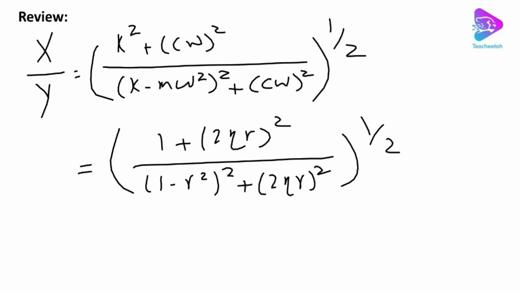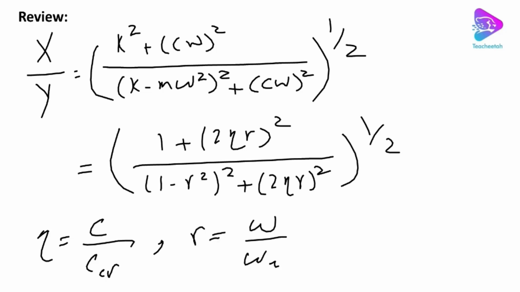So in some problems you know the values of k, c and omega. In other problems you deal with zeta and r, and remember zeta is c over c critical, as you remember from before, and r is the frequency ratio, omega over the natural frequency of the system, right? I'm sure that you remember that from before. So that's why we need to know both formulas, and as I said, in many examples you need to basically deal with x over y.